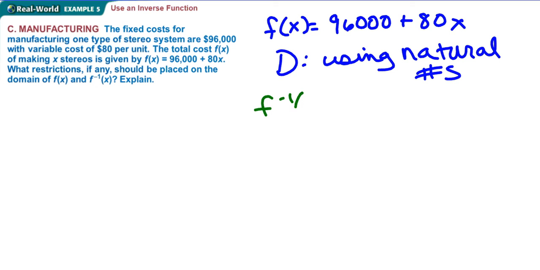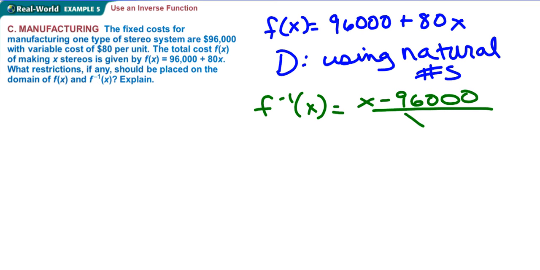Then f inverse of x, which is x minus 96,000 divided by 80? Somebody just give me a head nod. Okay, x minus 96,000 divided by 80. And now, what does x stand for now? Our total manufacturing cost. So is that still going to be natural numbers? I don't think it is.